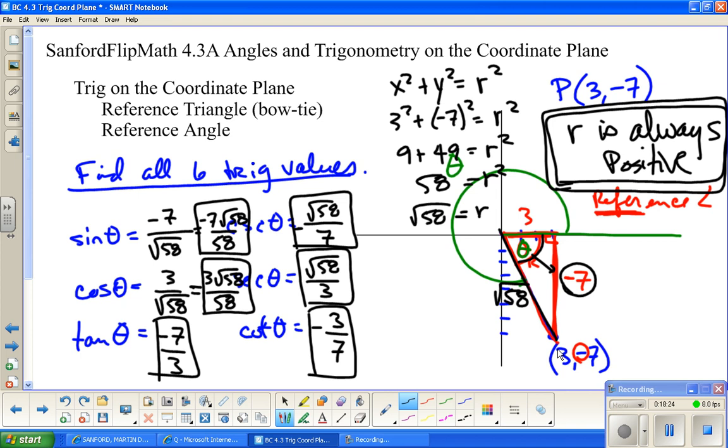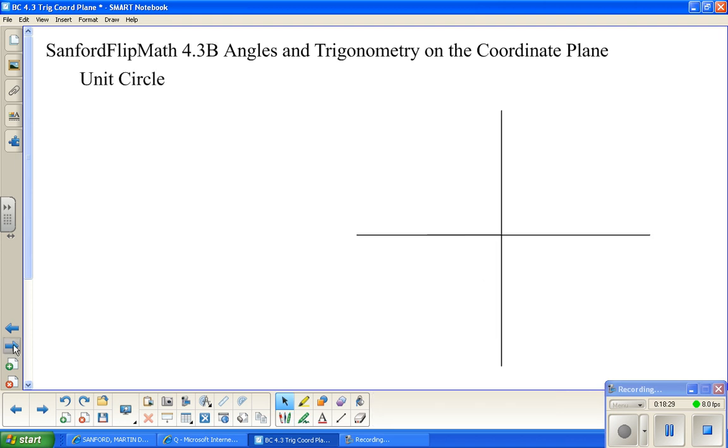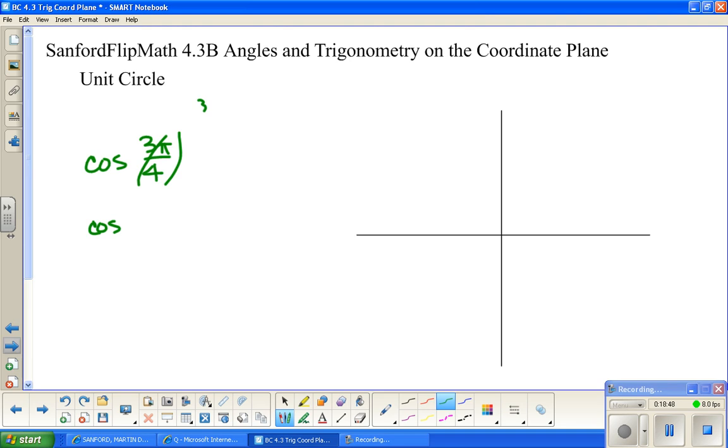Now, a little bit of an extension here. What if I'm actually talking about, let's say, the cosine of 3 pi over 4? Well, probably worth noting that pi over 4 is 45 degrees, so 3 times 45 is 135. So 135 starts at the initial side, goes over here past 90. Okay, so here's 135.